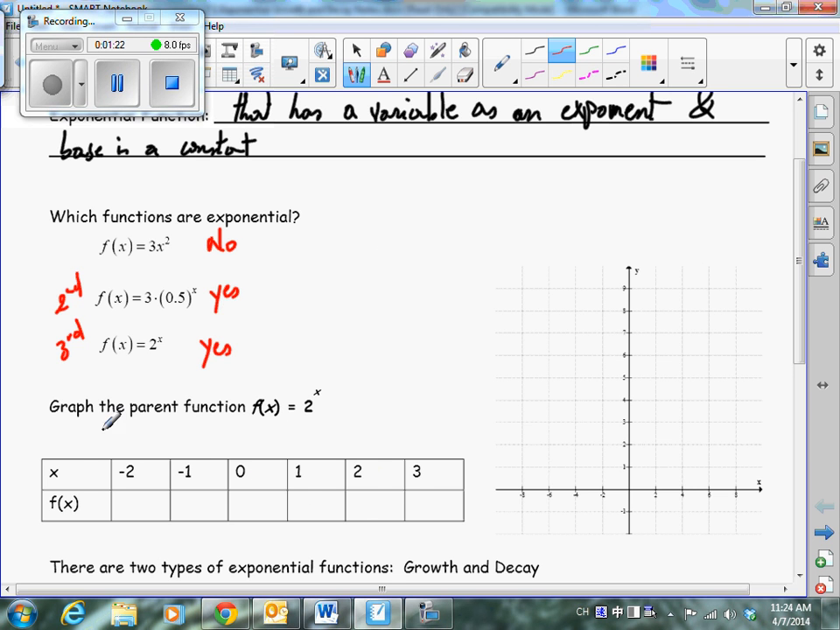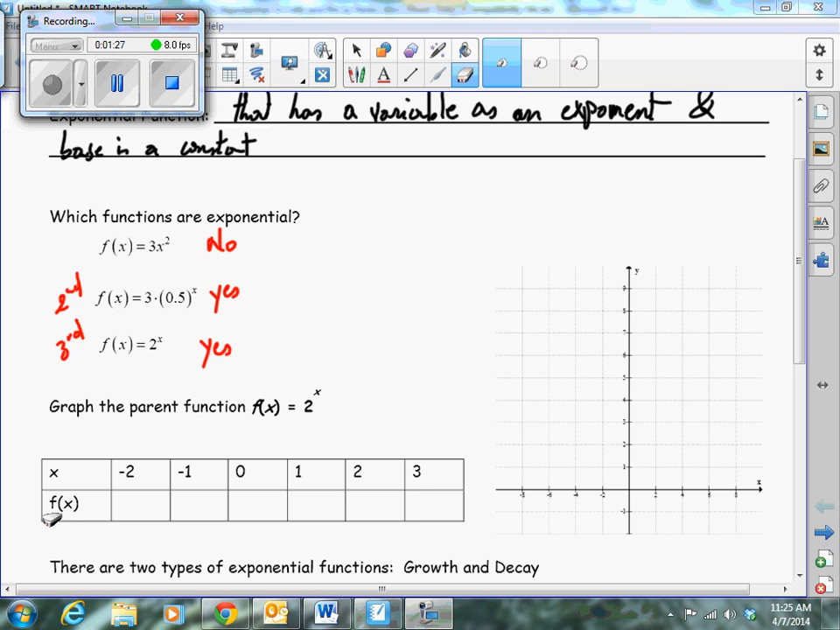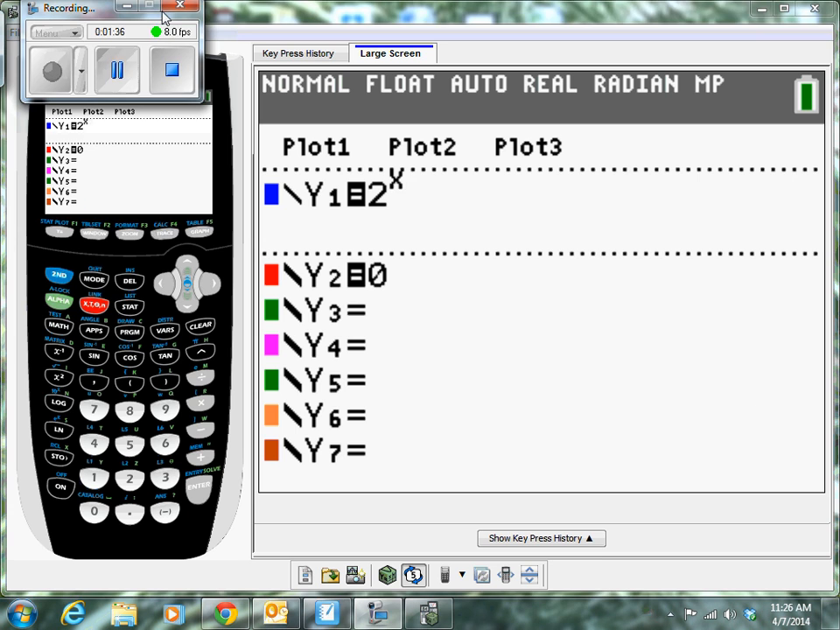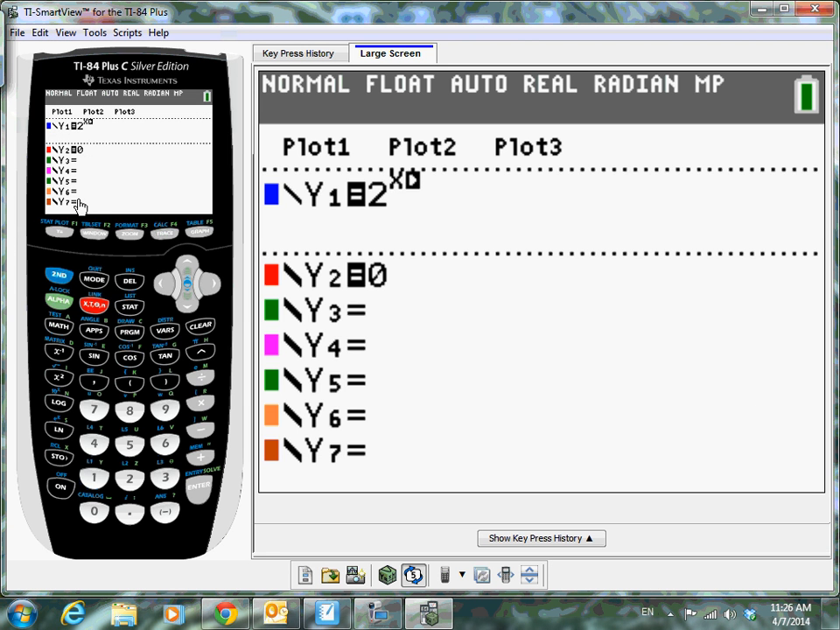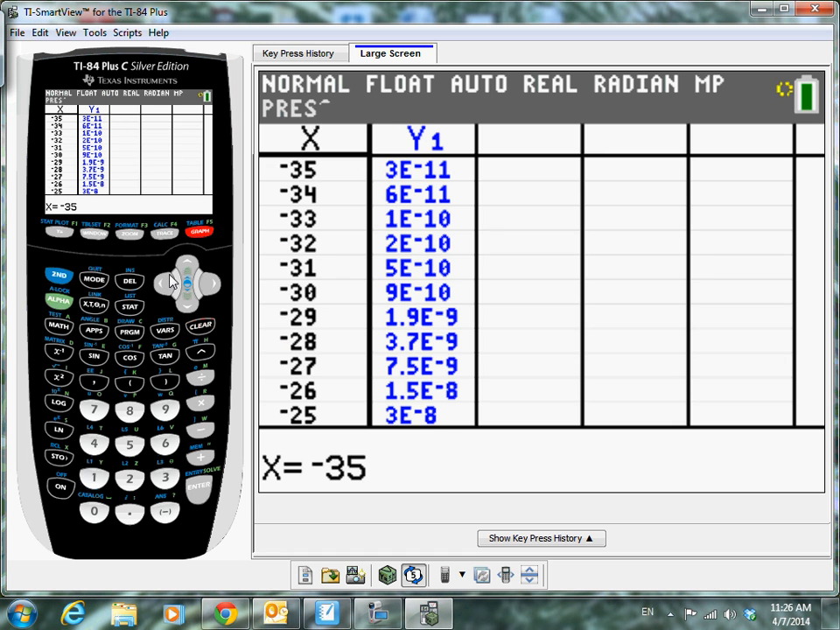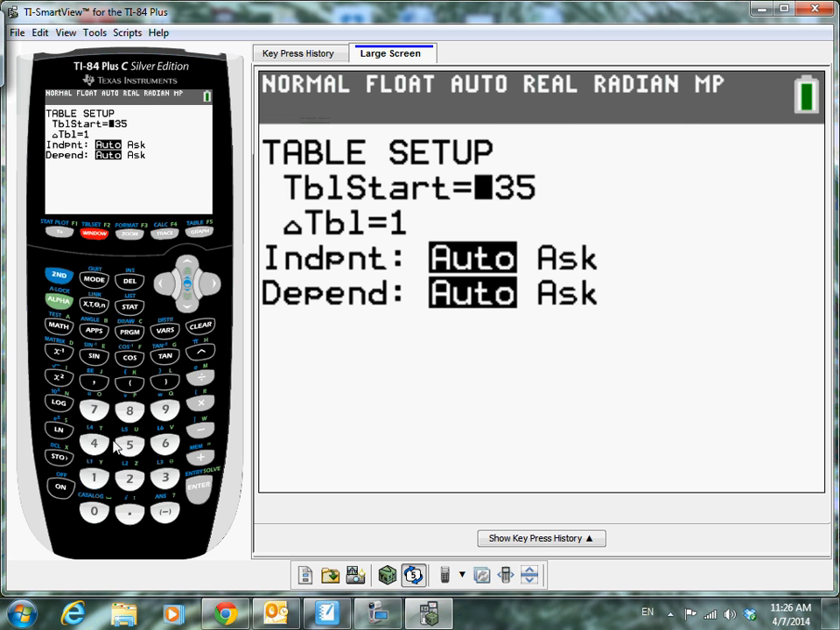All right, let's start by graphing the parent function f of x equals 2 to the power of x. Let's go ahead and graph it. Y equals 2 to the power of x. You can use your calculator to put this in and go to the table. Mine does not start at 0 as I want it, so I go back to table set, ask it to start at 0, and take it back to my table.